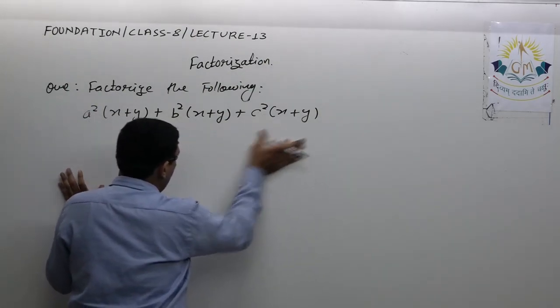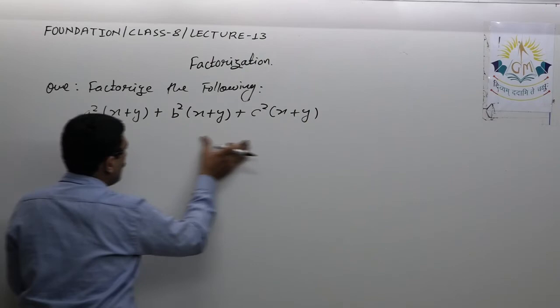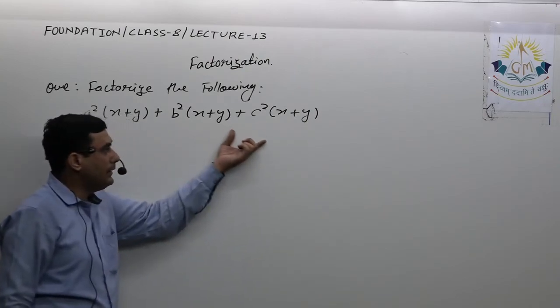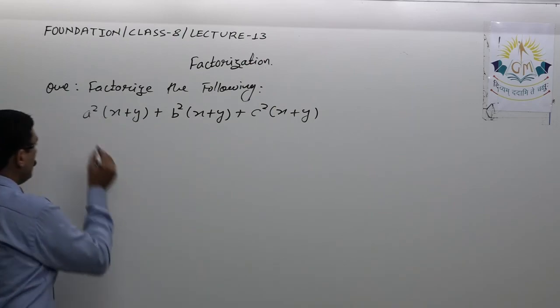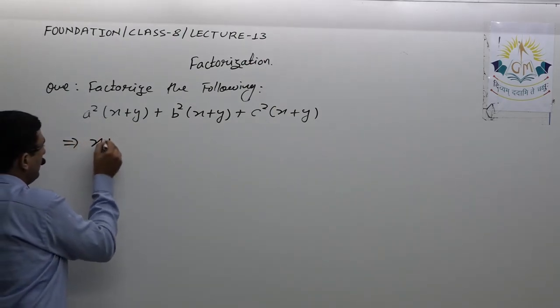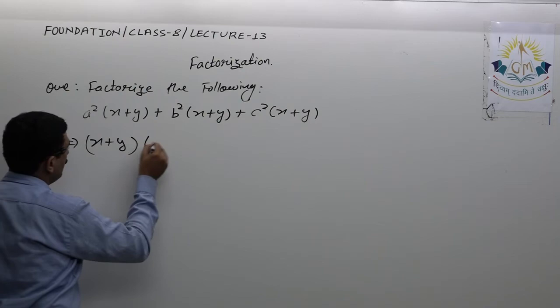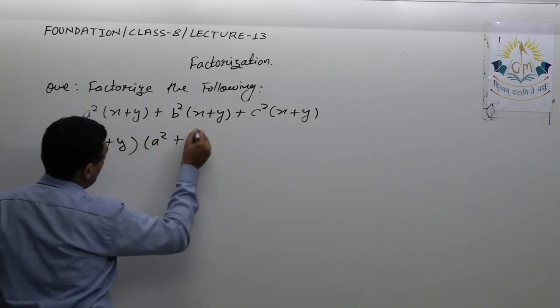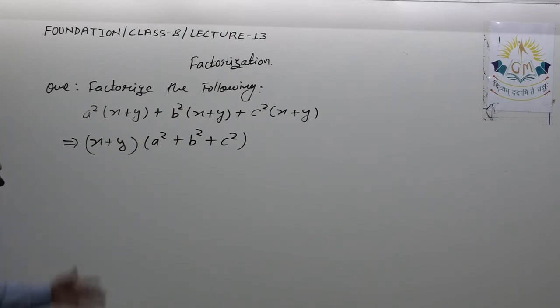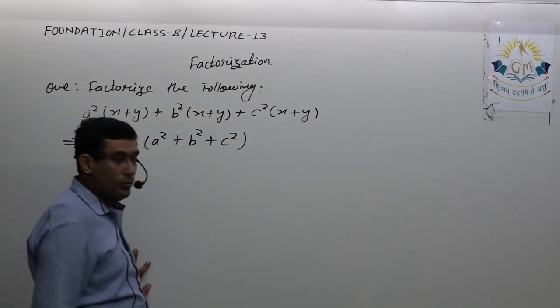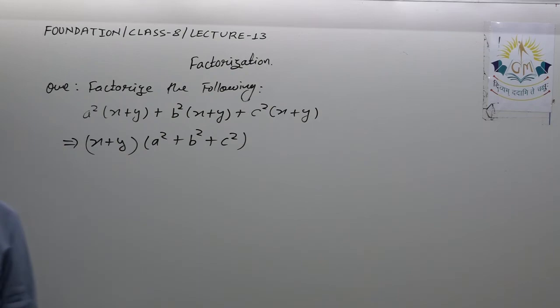So here you can see x plus y is a factor, a part of each and every term, so that can be taken common directly. So it's very easy. If I take x plus y common, here I'll get a square plus b square plus c square. That's it. This is the final answer. So note it down, then we'll see the next question.